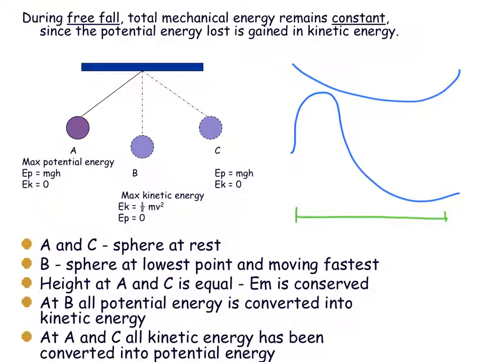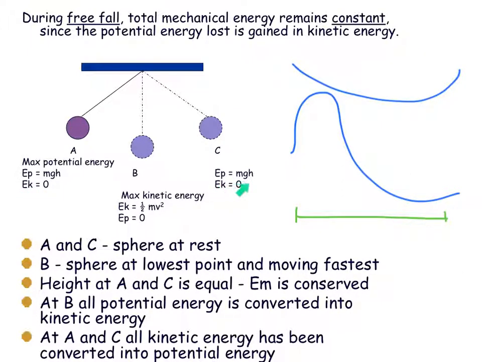Think of this as a pendulum. It swings, it stops. No kinetic energy. It swings, it stops. No kinetic energy. In the middle here, all its potential energy has been converted to kinetic energy. So this is the fastest part of the motion. This is fast, maximum kinetic energy. This is zero kinetic energy.